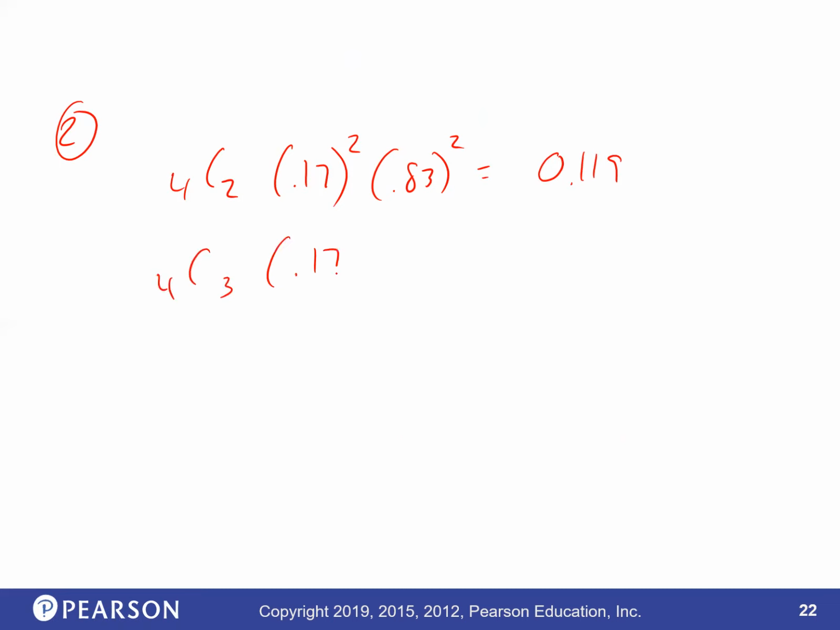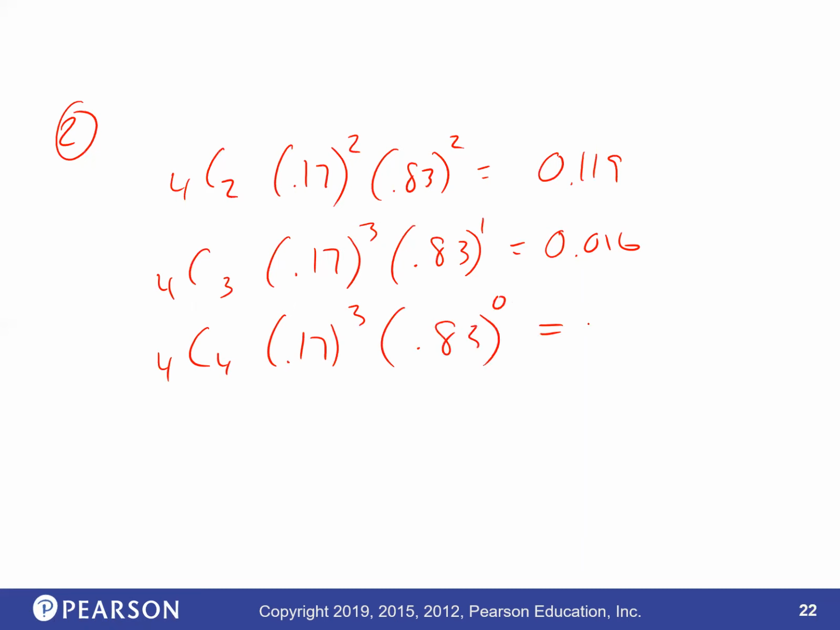We're going to do each one. To do number two, we need the previous one. 4C2, 0.17 to the second, 0.83 to the second, and that gave us 0.11. That's cool. 4C3 was three successes and one failure. What's that number, guys? 0.16, right? 4C4, no problem, 0.17 to the fourth. Now try this in your calculator real quick, guys. Try putting this in, and then also try this one right here. See if it made a difference.